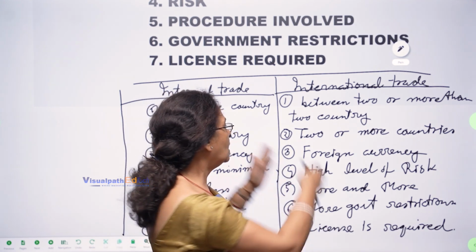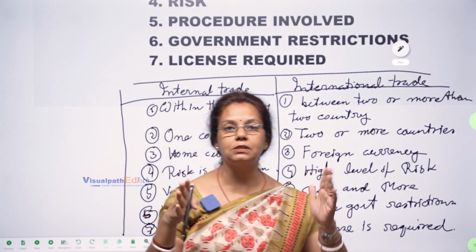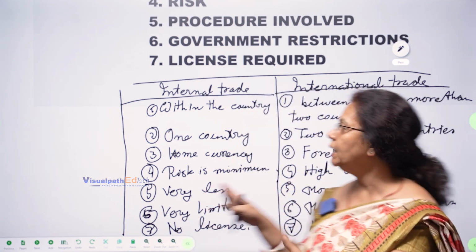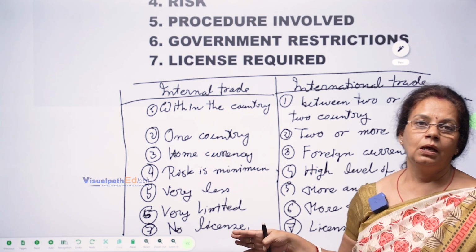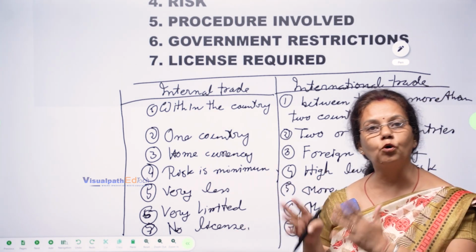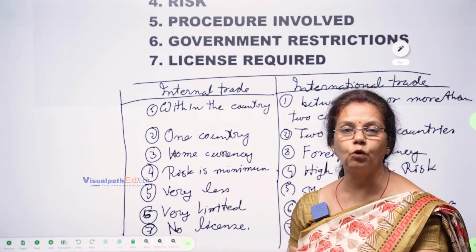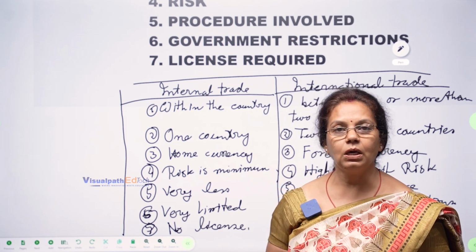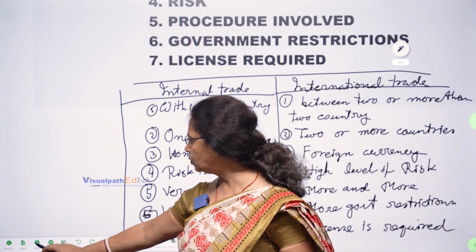So these are the certain differences distinguished between national as well as international trade. Now, elaborately, we will go through all the documentation which is required to do international trade. Okay, so now I think you are clear about what national and international trade are.